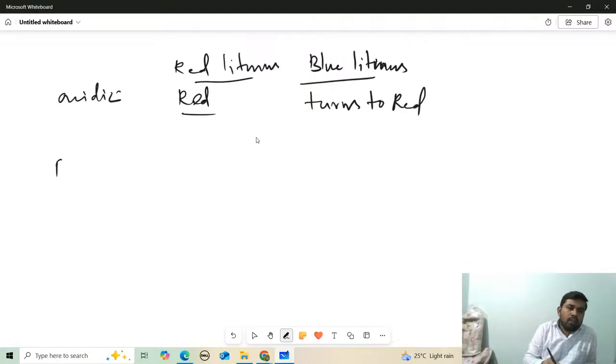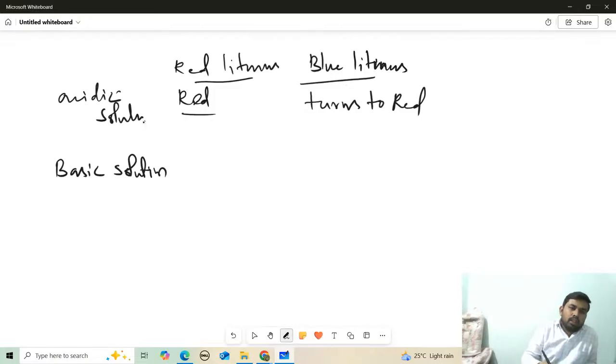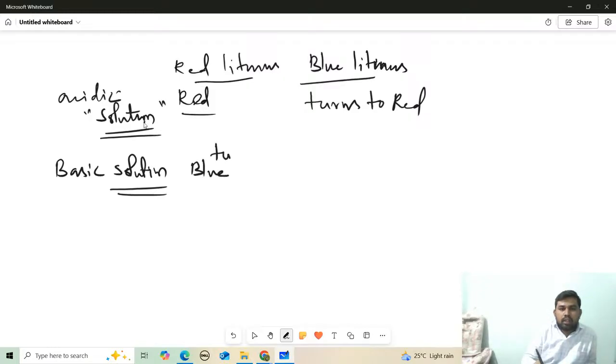Similarly, if we have a basic solution, red litmus turns to blue, and blue paper remains blue. Why do they keep saying solution? This question should arise. They are not taking only pure acid or pure base.